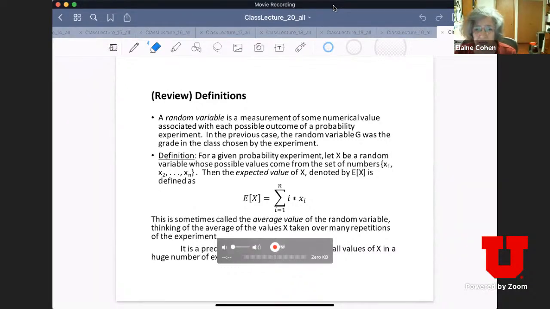A random variable is a measure of some numerical value, remember, associated with all the possible outcomes of a probability experiment. Okay. And given a random variable x that has n numbers attached to it, then the expected value of x is just the sum of the values times the probabilities. Okay?